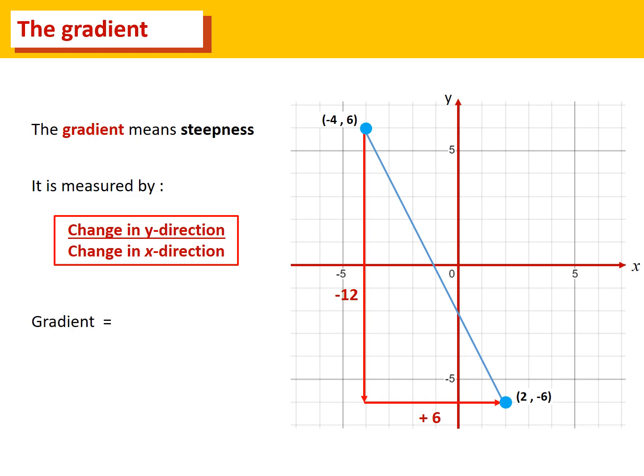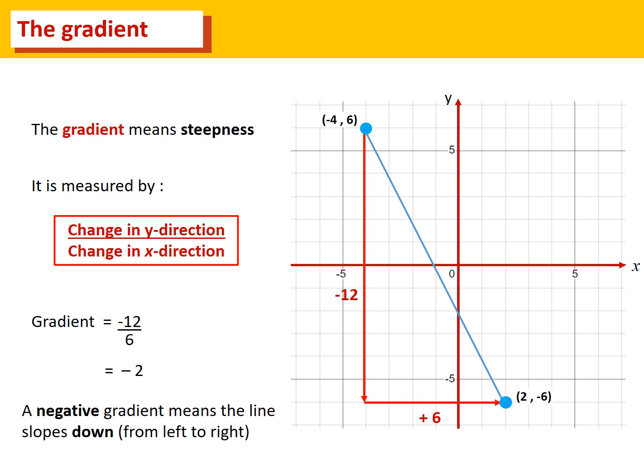So our gradient, change in the y direction, that's -12, divided by a change in the x direction, and that was +6. -12 divided by 6 gives us a gradient of -2. And that's what I said to expect. Because the line slopes downwards, that means it's a negative gradient. So we should look out for that when we see a downward sloping line to begin with, to straight away in our minds be thinking that must have a negative gradient.